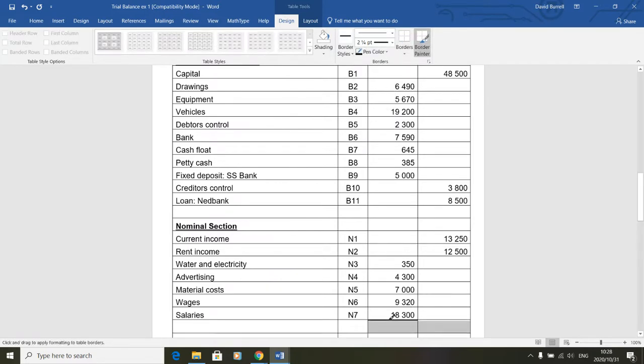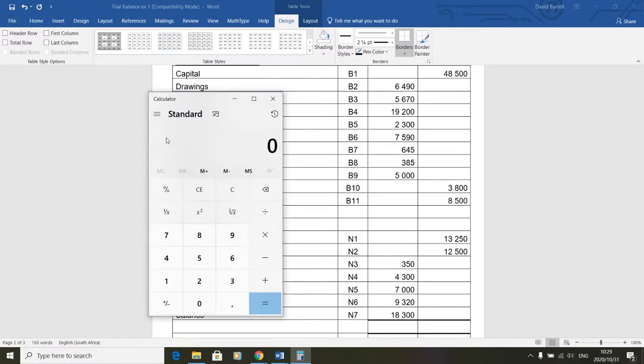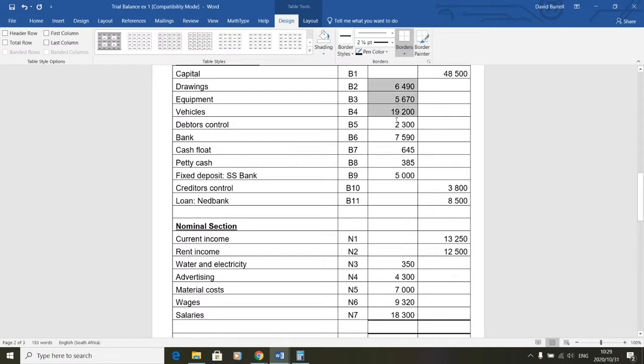Okay, so let's go, boom. So you can see where I've got my thicker lines at the bottom. I'm going to go and put the totals in. I need a calculator. I don't actually have one with me, so I'm just going to get my built-in calculator over here. So what I'm going to do, I'm going to take my debit one, 6490, and I'm going to add to that 5670, and I'm going to add to that 19200. So you can see what I'm doing is I'm just going down over there.